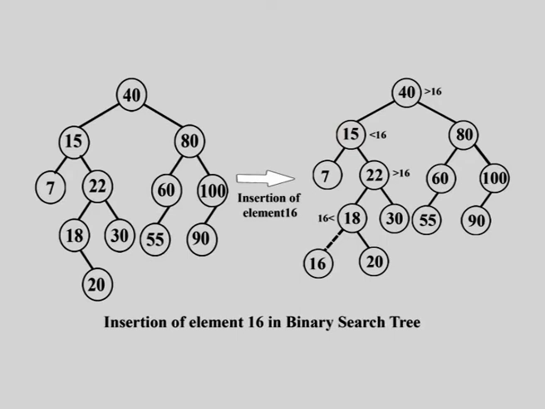In the right, compare 16 with 22 and we move towards left. In the left, we compare 16 with 18 and move towards left. But the left subtree of 18 does not exist, so we insert the new element as the left child of node 18. Now, let us discuss the deletion operation in binary search tree.